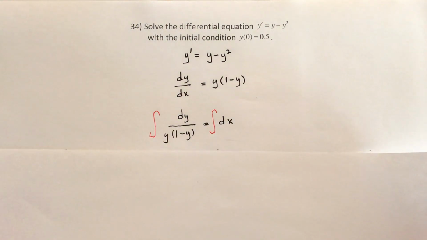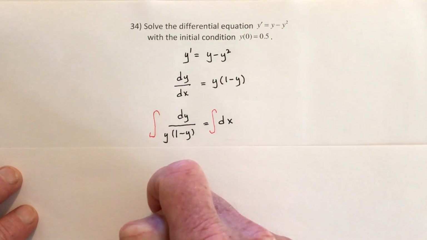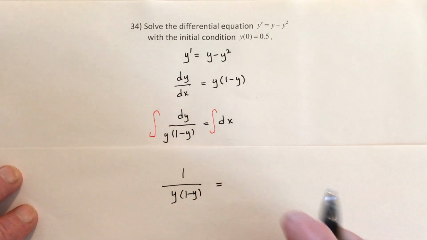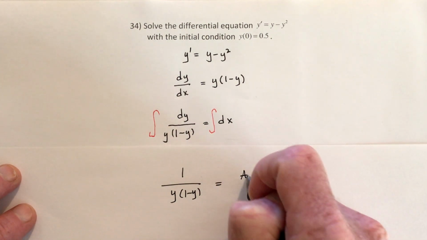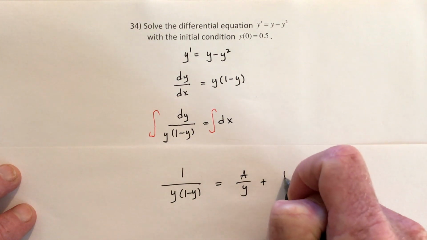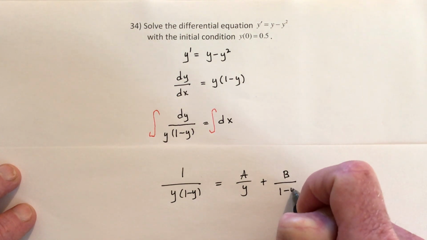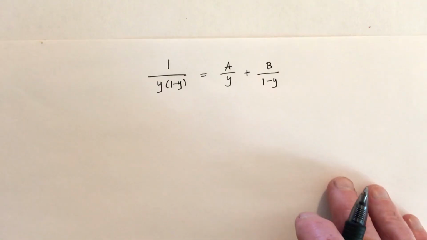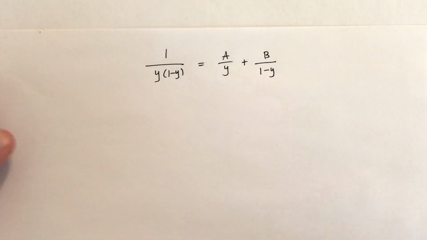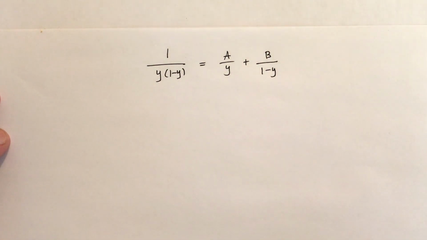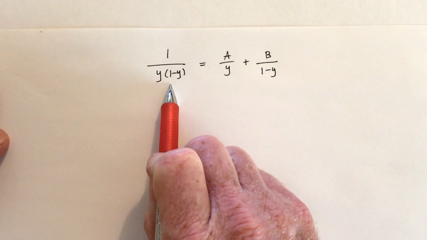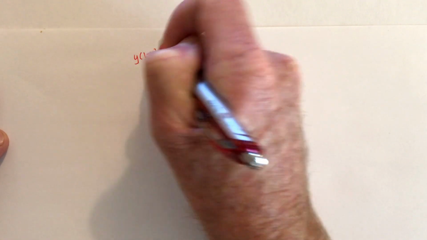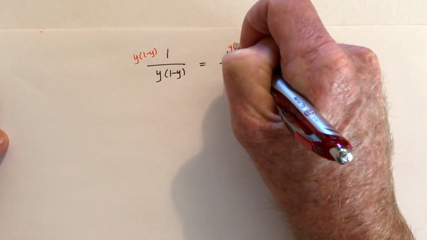So if we have 1 over y and 1 minus y, then that can be rewritten as something over y plus something over 1 minus y. And then we'll just take a break from this calculus part and we'll do this pre-calculus part here. So then you can multiply both sides by the common denominator. So multiply by y and 1 minus y, and then do that for each term.